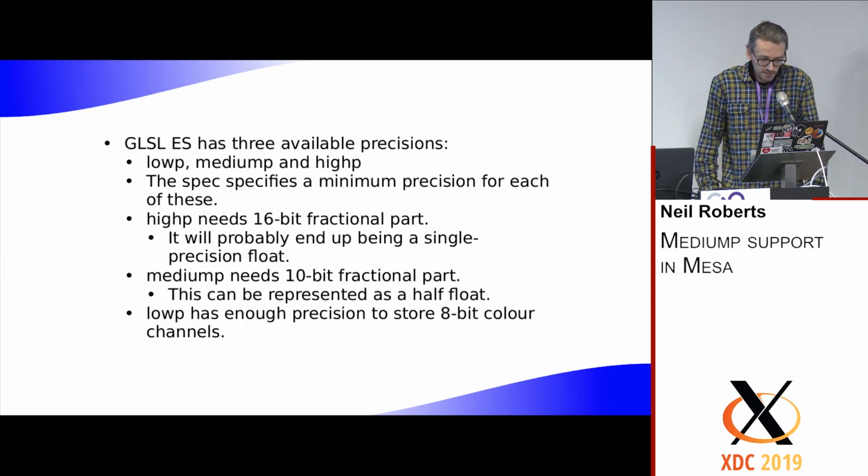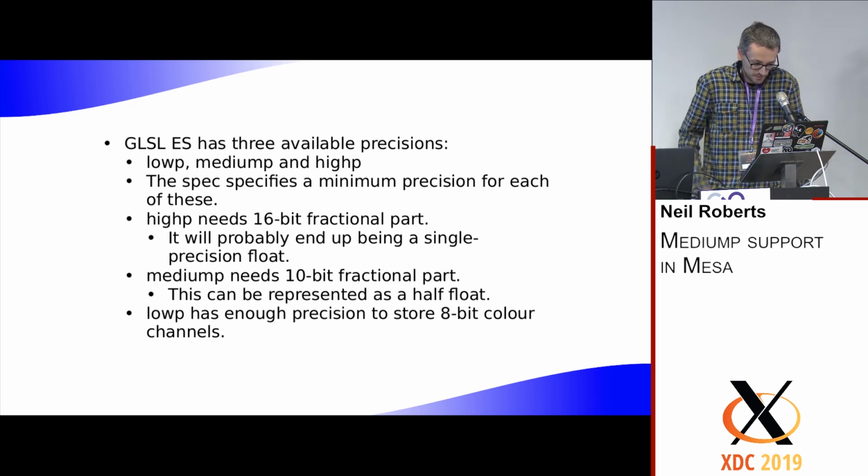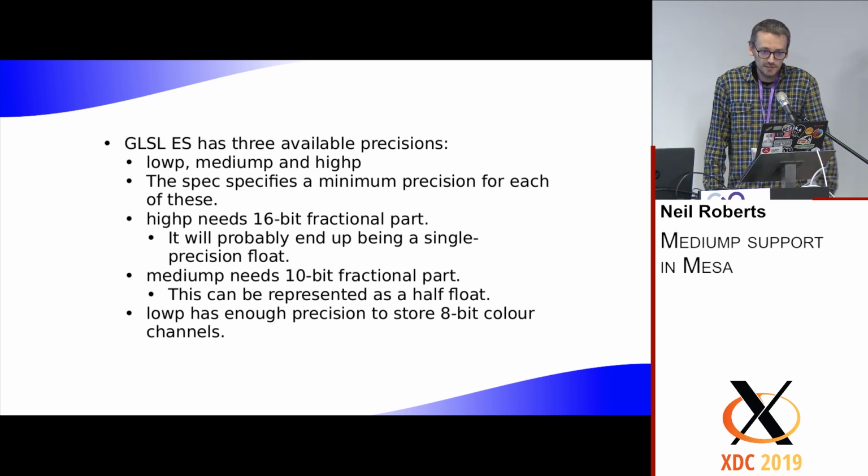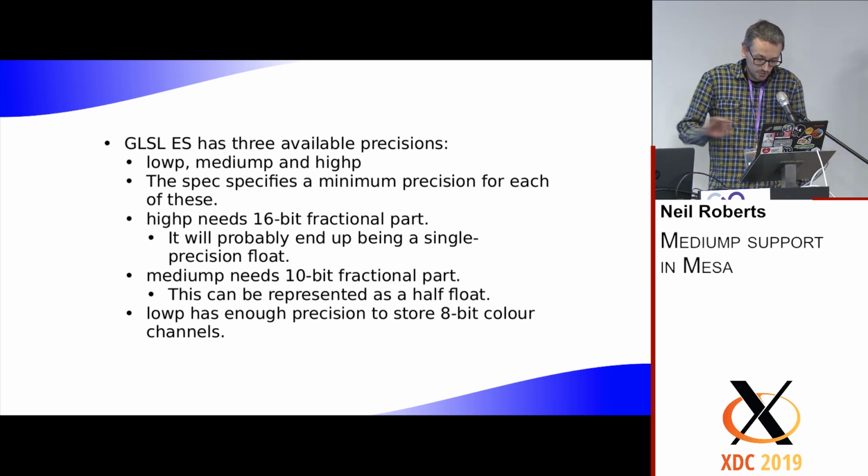So in GLES, there are 3 precisions that you can use. In the spec, each of these precisions has a specific amount of precision that is required to be implemented. So in highp, you need a 16-bit fractional part, so that will usually end up being implemented as a normal single precision 32-bit float. With mediump, you only need a 10-bit fractional part, so that's enough that you could implement it with a half float, 16-bit float. And there's also lowp, which is just about enough precision to store an 8-bit color value in the range 0 to 1.